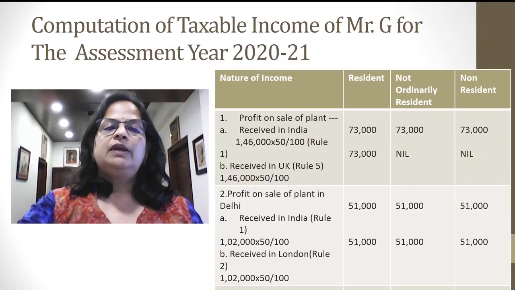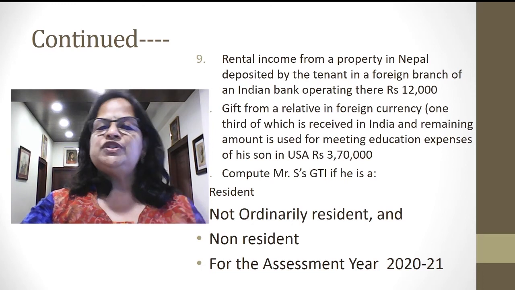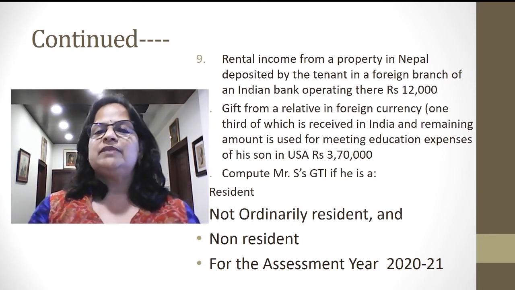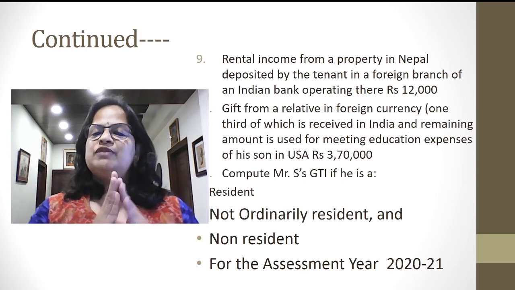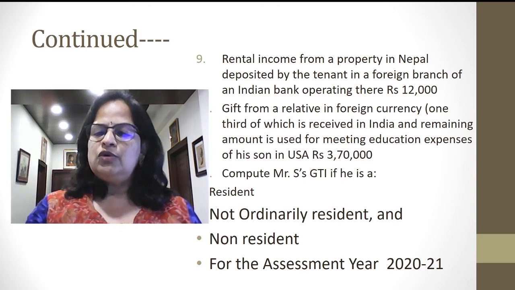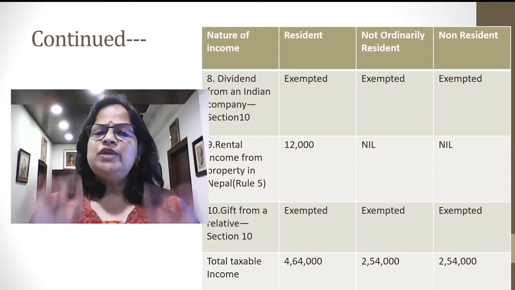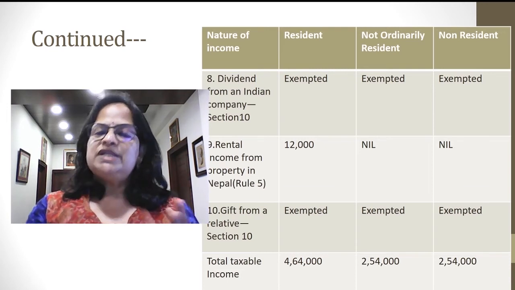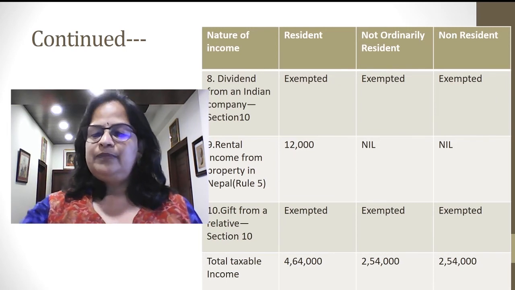Now ninth question is rental income from a property in Nepal deposited by a tenant in a foreign branch of an Indian bank operating there, 12,000. How he deposited that money and all is not our concern. Whether tenant has deposited, landlord has deposited, we will not consider all that. We will check only the value, 12,000. So here it's rule number 5 because it's not business income or professional income. Only for the resident it will be taxable. Other two cases it will not be taxable.